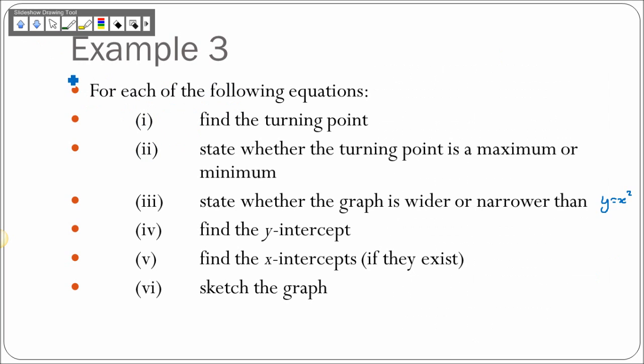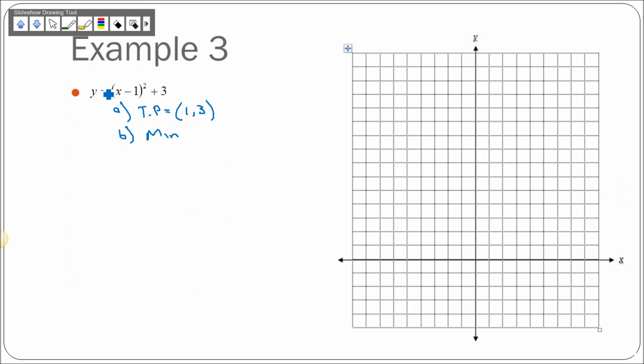Okay, looking back. So number 3, state whether the graph is wider or narrower than y equals x squared. Well, looking at this equation, there's no actual number in front of our x term that we would multiply it out by. So in fact, it's not going to be wider or narrower, it's going to be the same, or no change at all.